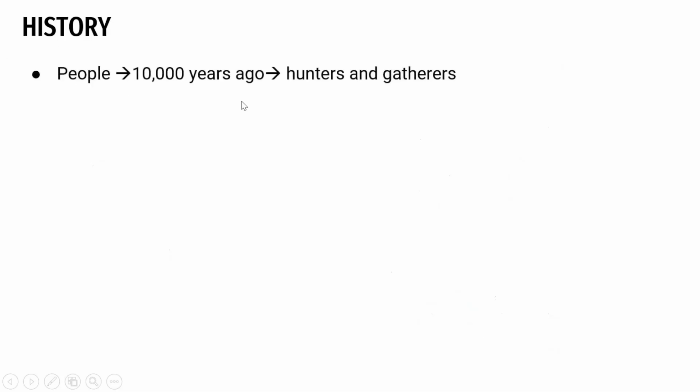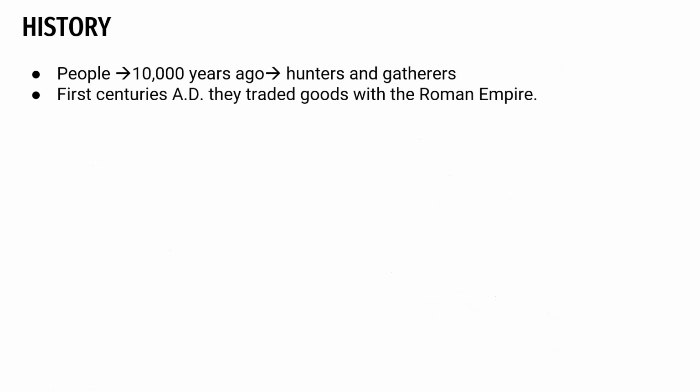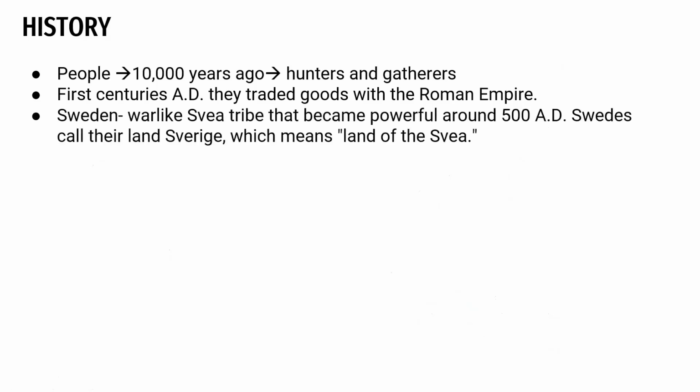So, history of Sweden. First, people started settling in Sweden 10,000 years ago. When they started settling, the first occupation found there was hunting and gathering. In the first centuries AD, they started trading goods with the Roman Empire. And then why did the name Sweden come? It is because of the warlike Svea tribes, which became very powerful in that region. These people, called Swedes, started to call their land Sverige, which means land of Svea.